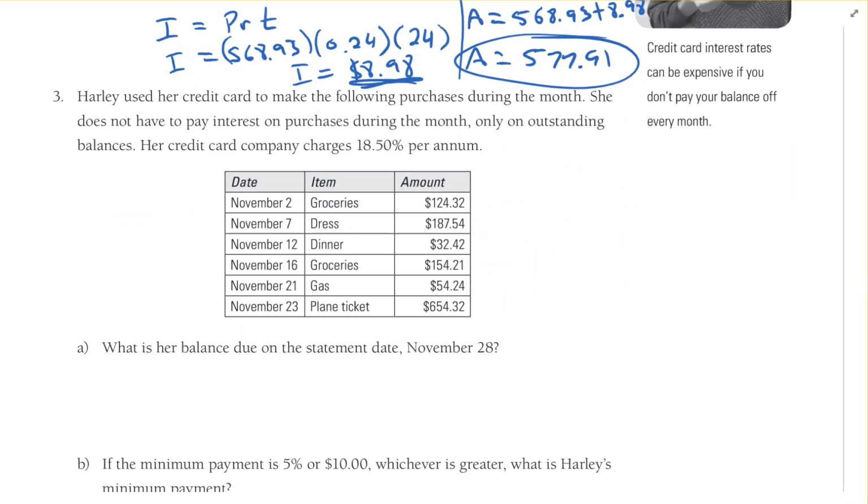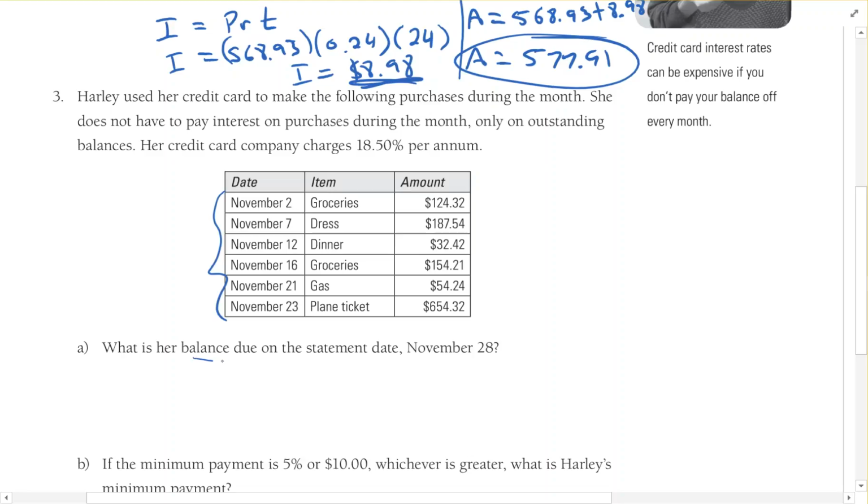Okay, 3. It says, Harley used her credit card to make the following purchases during the month. She does not have to pay interest on purchases during the month, only on outstanding balances. Her credit card company charges 18.50% per annum. Okay, so A says, what is her balance due on the statement date November 28th? Well, this is all before November 28th, right? So none of that is actually after. Like, she's not late on any of it, right?